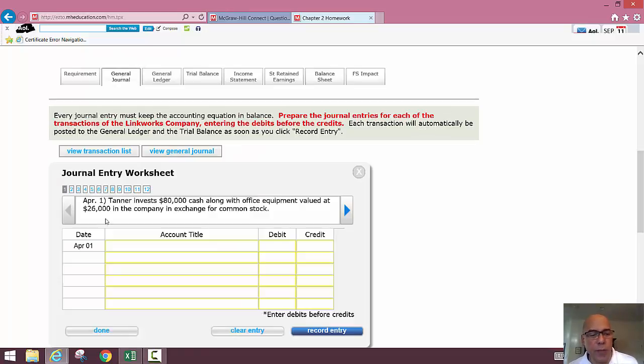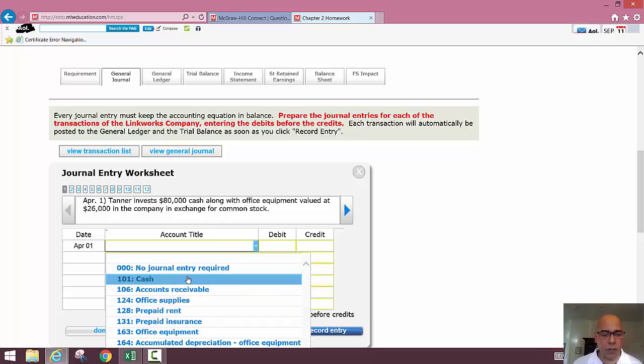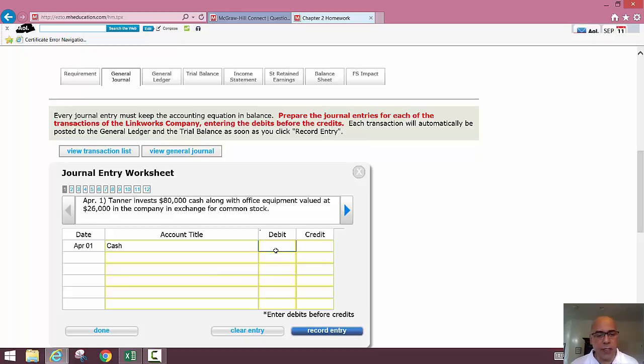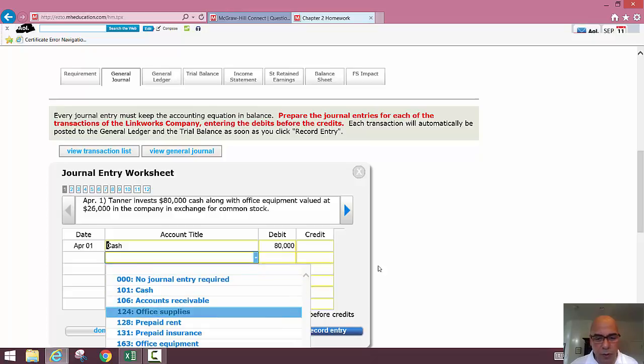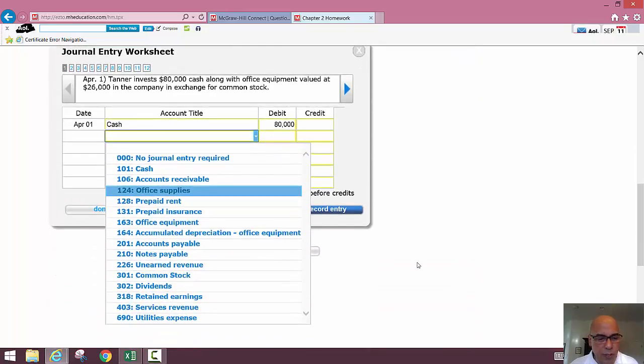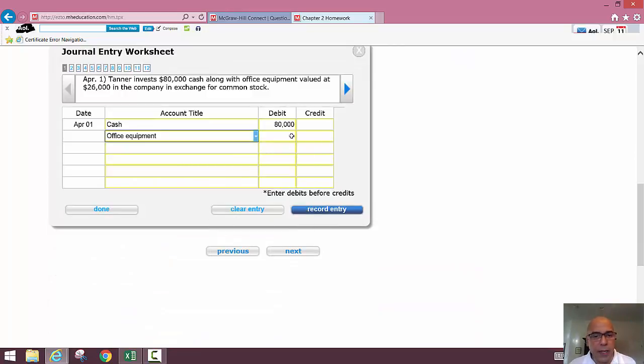Okay, so let's just go ahead, and you can see that they give us this transaction here, and they tell us that there was $80,000 cash along with office equipment valued at $26,000 that came in for common stock. So we click on this drop down for our account titles. Cash is usually the first account. Since they brought in cash, that's going to be a debit to cash of $80,000, right? And they also brought in some office equipment. Let me see if I can find office equipment. I guess I would need to scroll down here a little bit. There it is, office equipment. And the office equipment was $26,000. So I go ahead and I debit office equipment for $26,000.